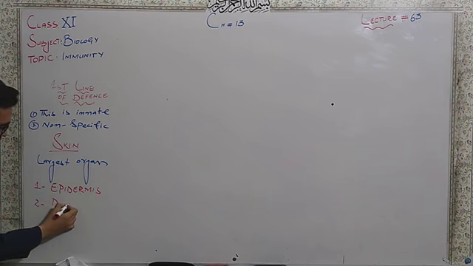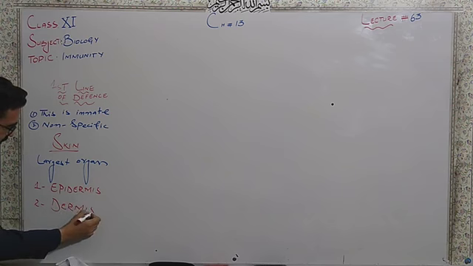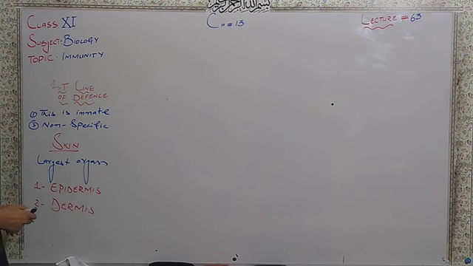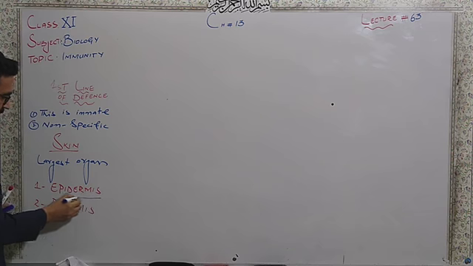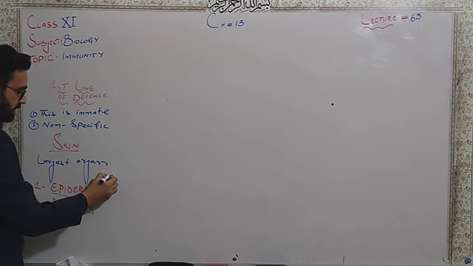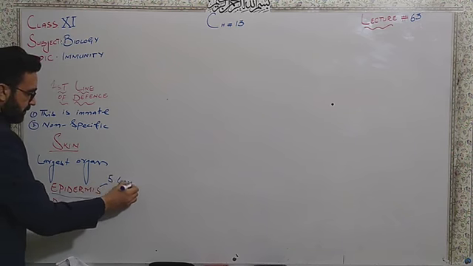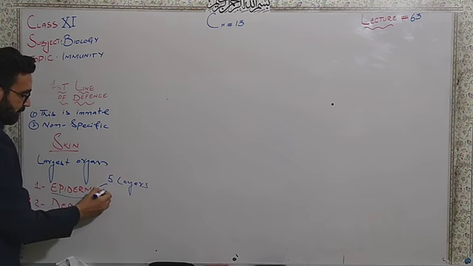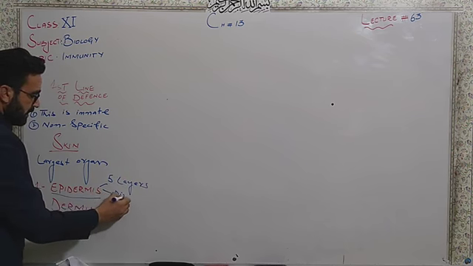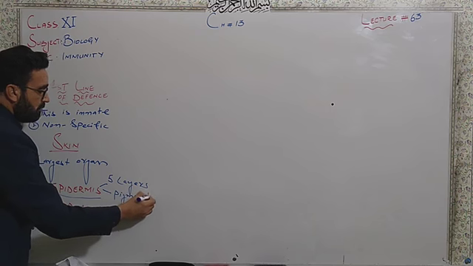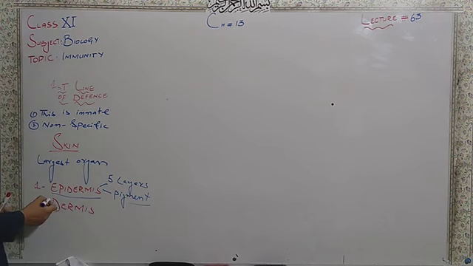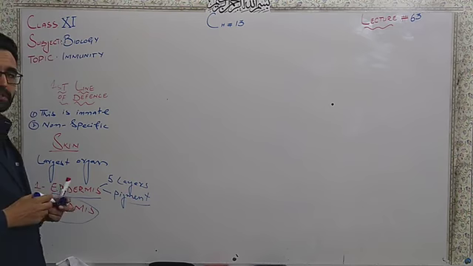Dear students, the epidermis is a non-living layer which has no blood supply. Further, it also has 5 layers. It has pigments, color pigment like melanin. But the important one is the dermis, which is a living layer.